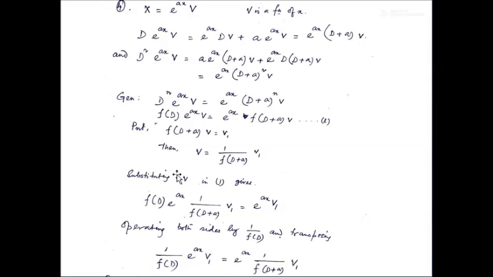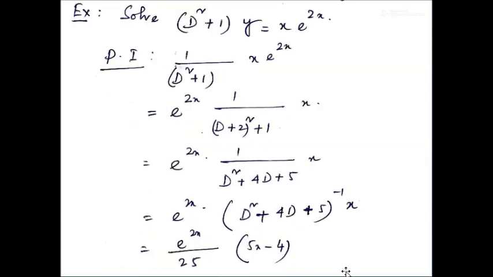Now substitute v in 1, you can get e to the power x into 1 by fd plus a v1 equal to e to the power x into v1. Now operating both sides with 1 by fd and transposing the factor, you can get 1 by f(D) e to the power ax into v1. This will be e to the power ax 1 by f(D plus a) into v1. Now solve this differential equation.